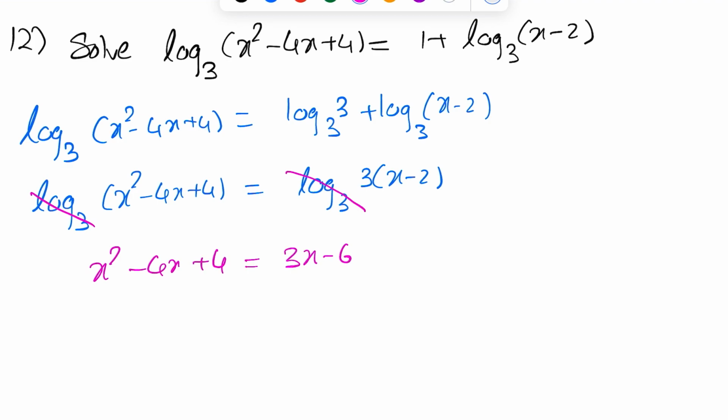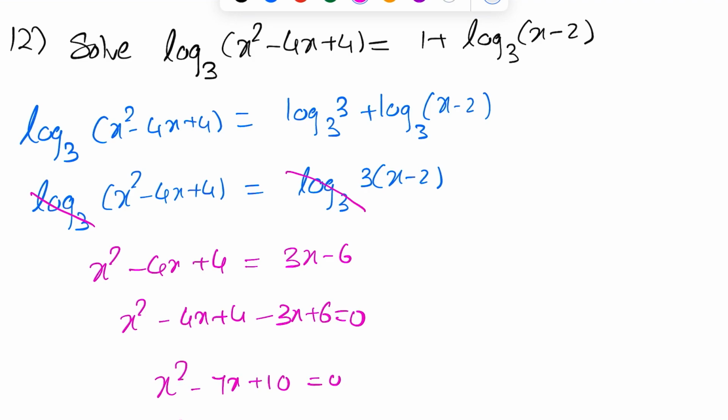So we get x squared minus 4x plus 4 equals 3x minus 6. x squared minus 4x plus 4 minus 3x plus 6 equals 0. x squared minus 7x plus 10 equals 0. So x minus 2 times x minus 5 equals 0. So either x equals 2 or x equals 5. But x equals 2 is rejected because 2 minus 2 is 0, and logarithm of 0 is not possible. So therefore x equals 5 is the only answer.